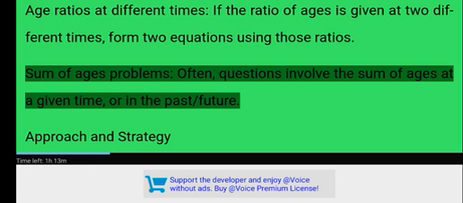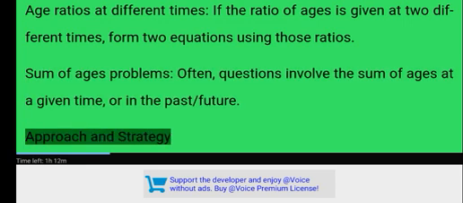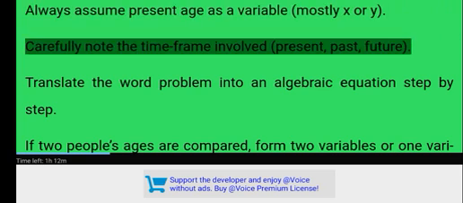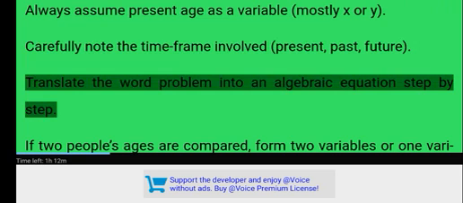Often, questions involve the sum of ages at a given time, in the past or future. Approach and strategy: always assume the present age is a variable, mostly x or y. Carefully note the time frame involved: present, past, or future. Translate the word problem into an algebraic equation step by step.